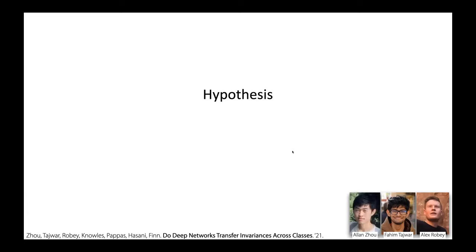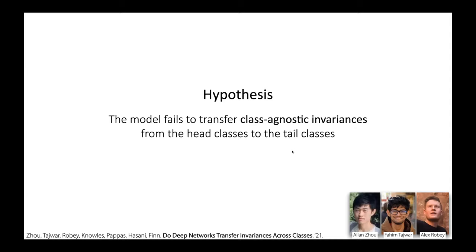And so we formulated a hypothesis, which is that in long tail distributions or in classification problems in general, there are a lot of things that you want to be invariant to, like background or lighting and that sort of stuff. We hypothesize that the model is learning these class agnostic invariances well on the head of the distribution where it has a lot of data, but it's not transferring these invariances from the head of the distribution to the tail of the distribution. And as a result, it's not generalizing to examples in the tail because it's not invariant to these basic things like lighting, background, and so forth. And if this were true, this would lead to poor generalization on the tail.